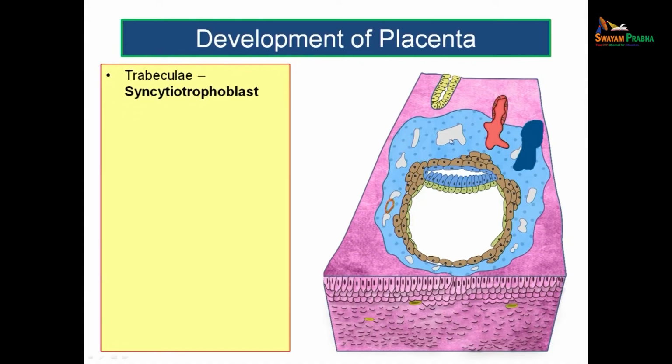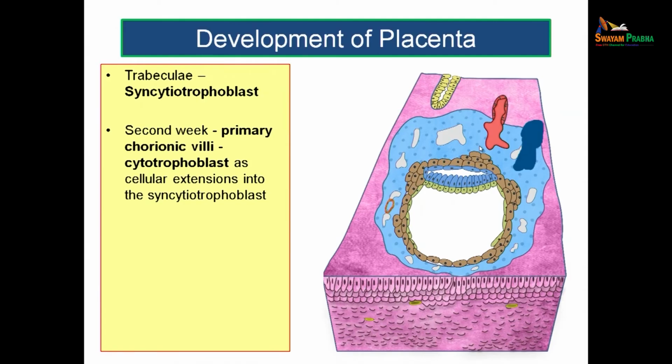We know that these are the lacunar spaces in the syncytial trophoblast, but the entire syncytial trophoblast is not replaced by the lacunar spaces. So, you get some of the syncytial trophoblast lying between the lacunar spaces, and these regions are known as trabeculae. So, what happens to the trabeculae further?